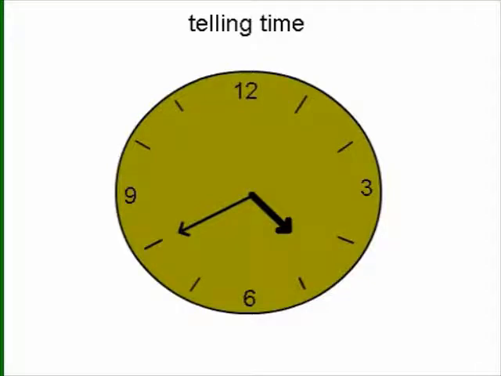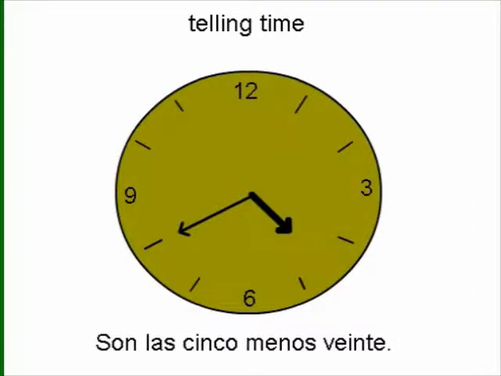Now things get a little bit more complicated once we get past the half hour. Here we would say that it's 4:40, but we might also say it is 20 till 5, or 20 minutes until 5 o'clock. That's the approach that is traditionally taken in Spanish. So instead of saying son las 4:40, we're going to say son las 5 menos 20, or in other words, it is 5 o'clock minus 20 minutes. This is the approach that's taken any time after the half hour, so in other words, from minute 31 through minute 59.